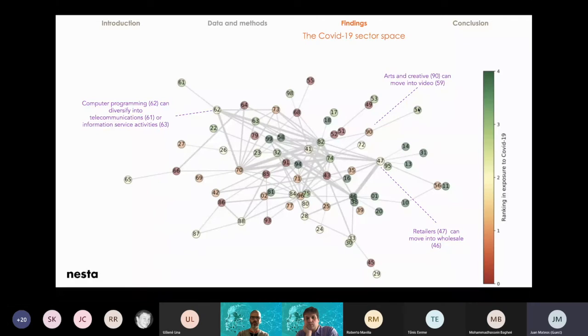And this is the idea maybe of starting to do live streaming or online distribution of creative content and things like that. And again, it's an example of how a sector that is very constrained by the impact of COVID can move to an area which is less constrained.